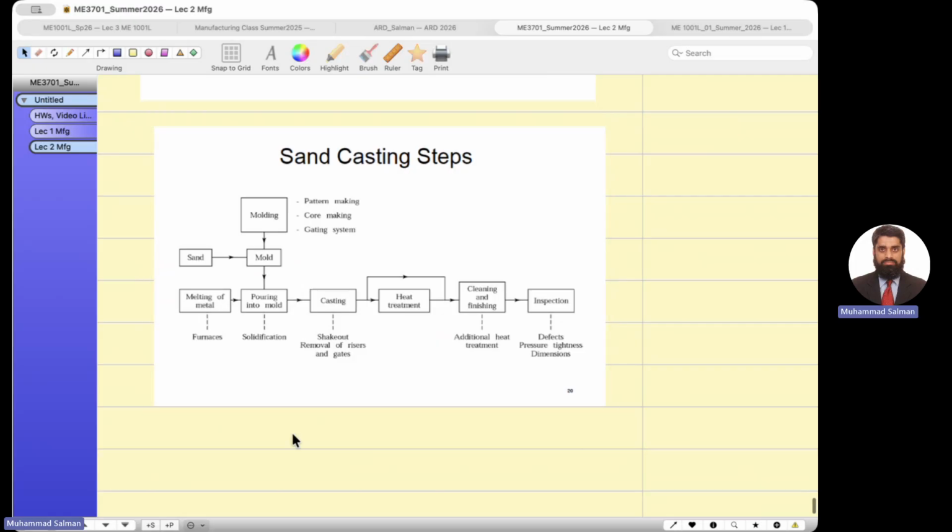This is the process. You first make the mold: the pattern making, core making, gating system. It comes in the form of the molding. Once you make the mold from sand, then the melting of metal is used to pour into the mold, and then solidification happens. Casting, you shake out, removal of risers and gates, heat treatment, cleaning and finishing, and inspection for defects and dimensions. So these are all the processes of the sand casting method.